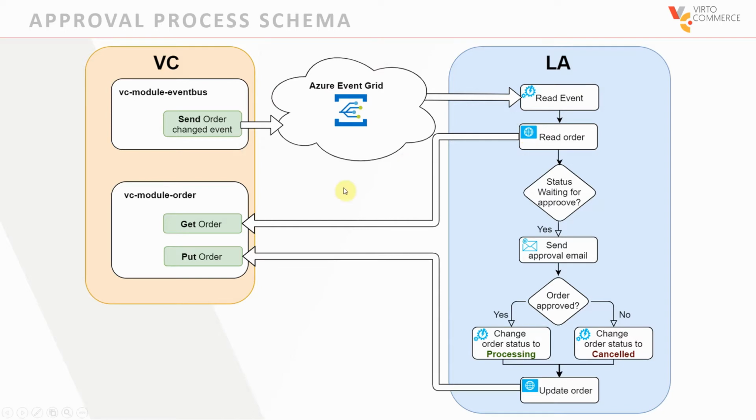If the status is paid, that means a new order was created, so it sends an approval email and waits for the approval response. If the response is approved, Logic App changes the order status to processing. If the order is rejected, Logic App changes the status to cancelled. Then Logic App updates the order in Virto Commerce. It uses the put order method of the Virto Commerce order module API.